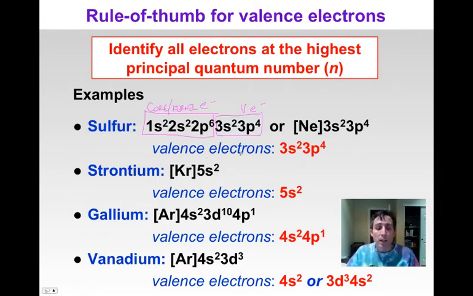Now, what is most important about this slide is these 3 elements right here. These are transition elements. In transition elements, when you are making ions, the first electrons to be removed from a transition metal are the S block electrons, because they are the easiest to remove. So we're looking at gallium and vanadium, not strontium, sorry.